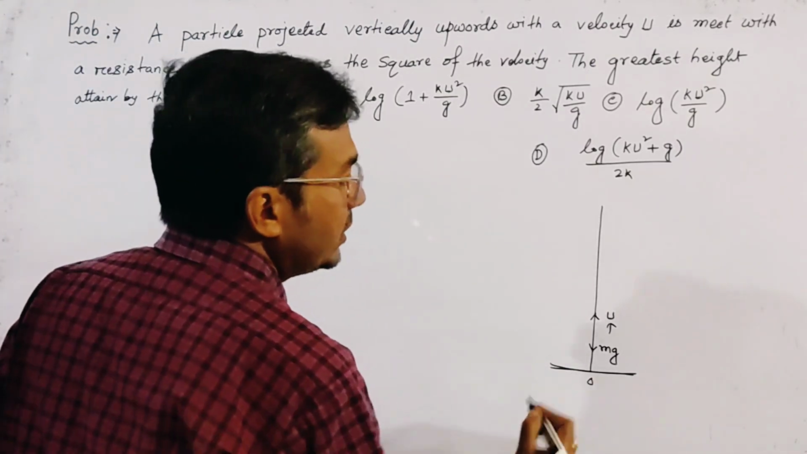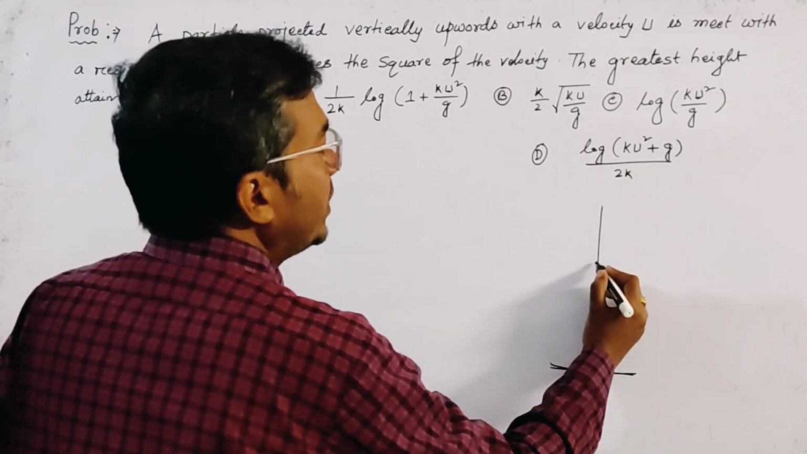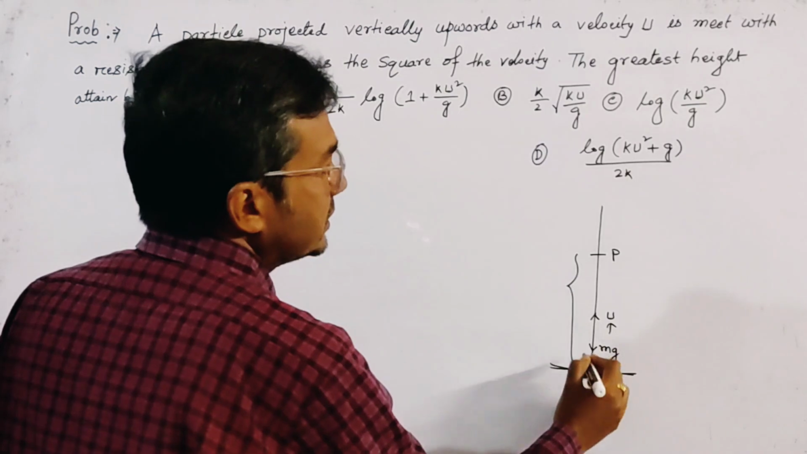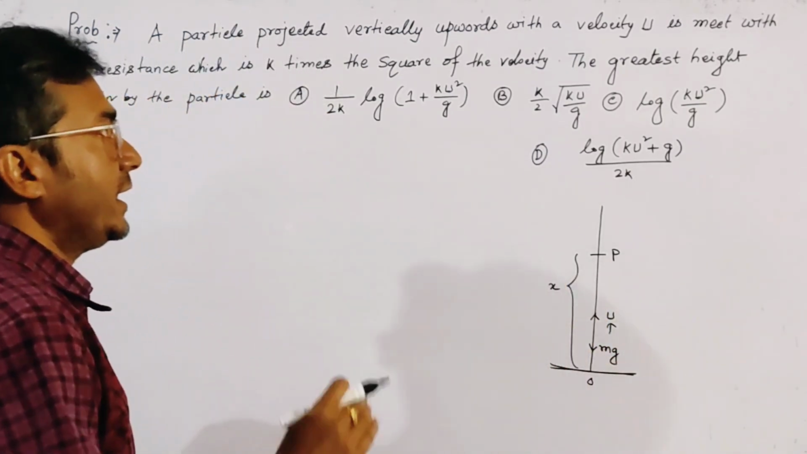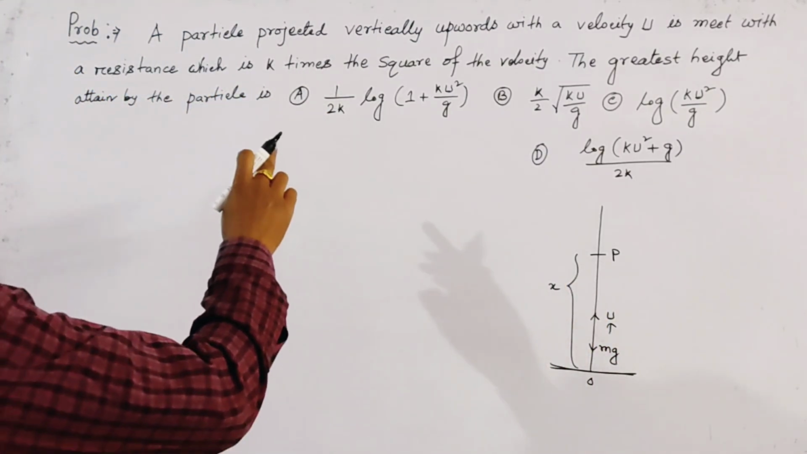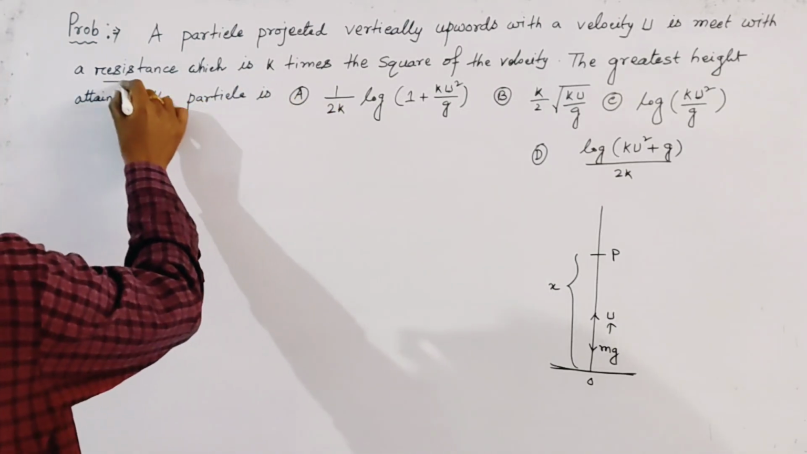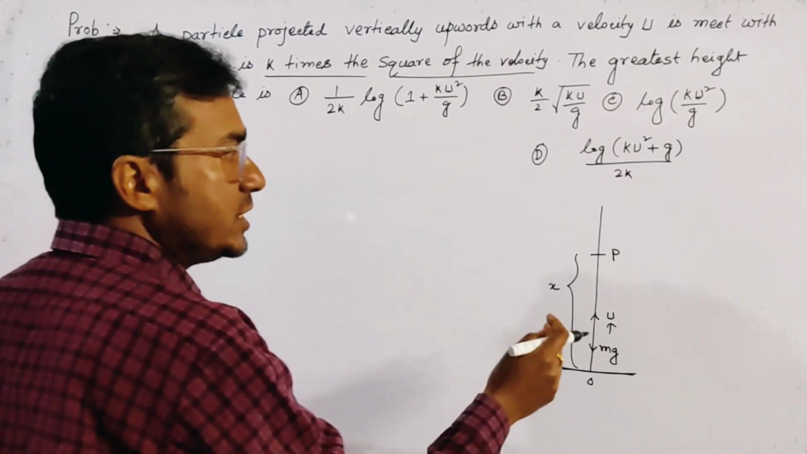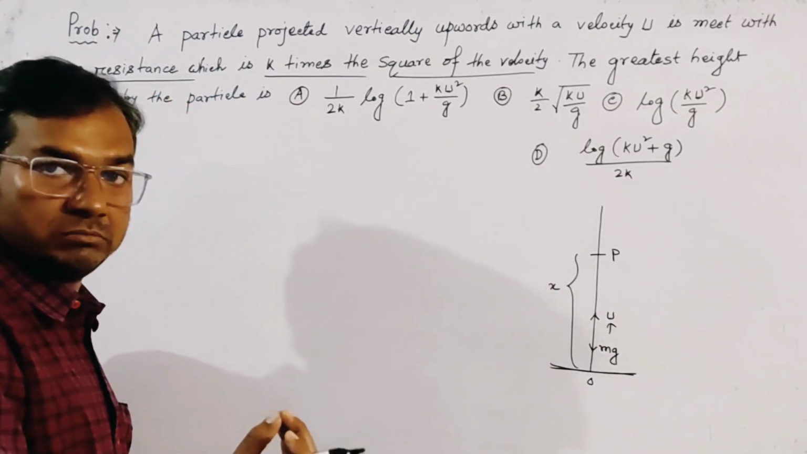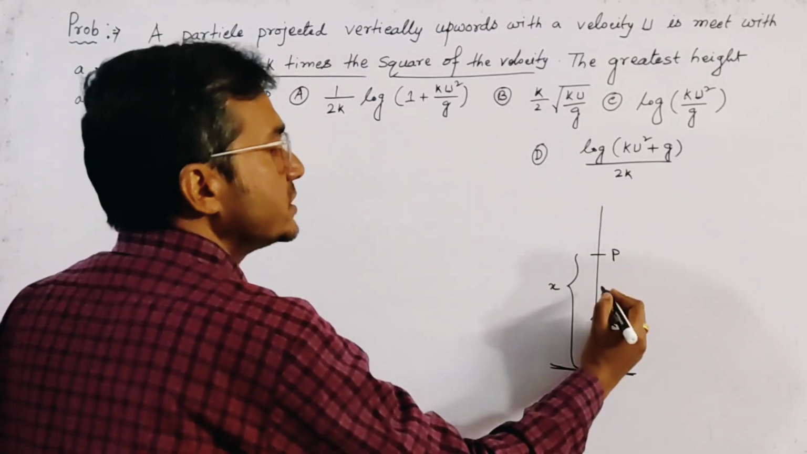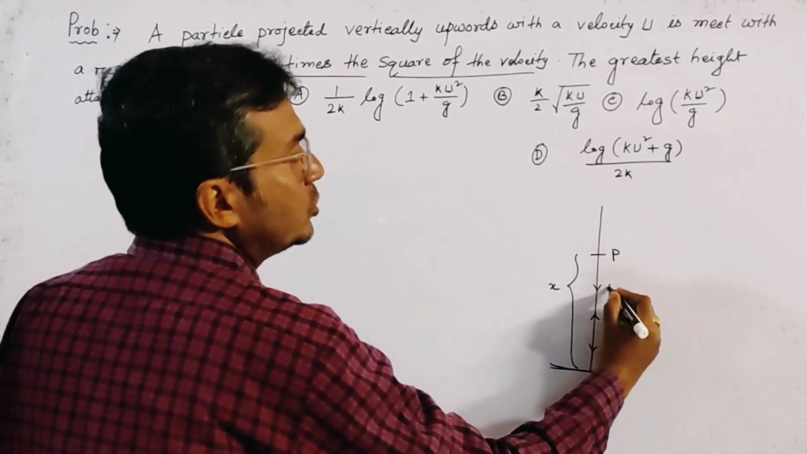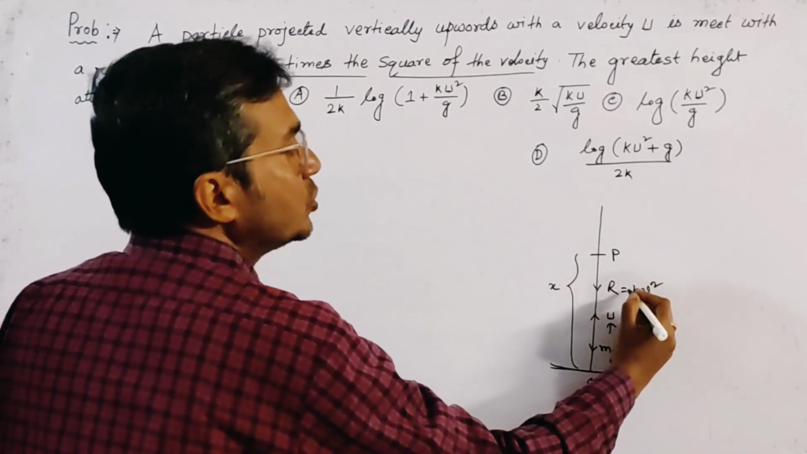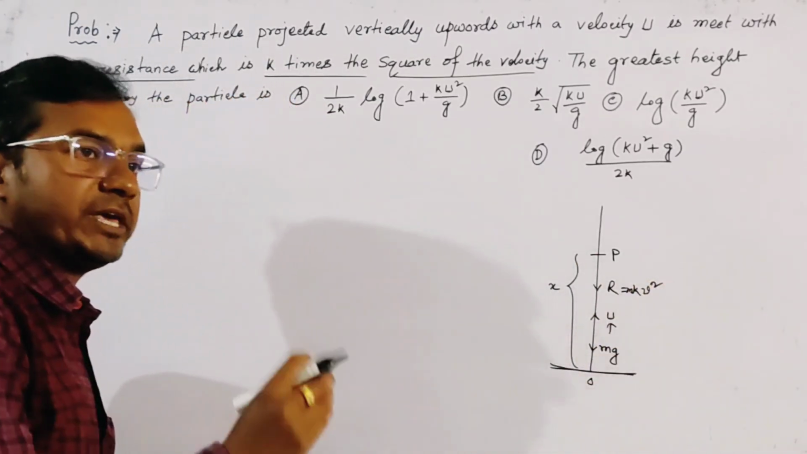Let it be O, and let the particle be at P at any time t, where OP is x. Here it is given that this is a resisting medium and offers a resistance with k times the square of the velocity. So resistance always acts opposite to the motion. Since the motion is upward, the resistance force R is k into v square per unit mass, so we multiply here by m.